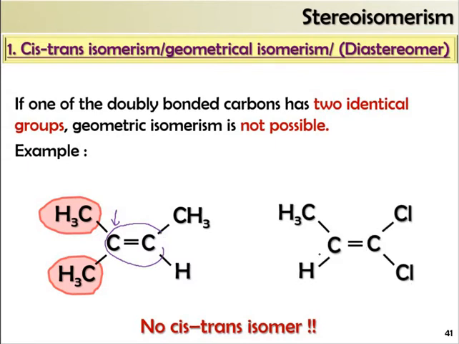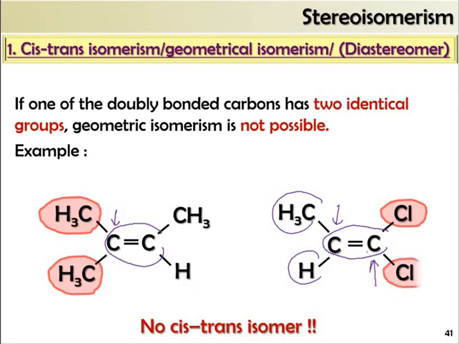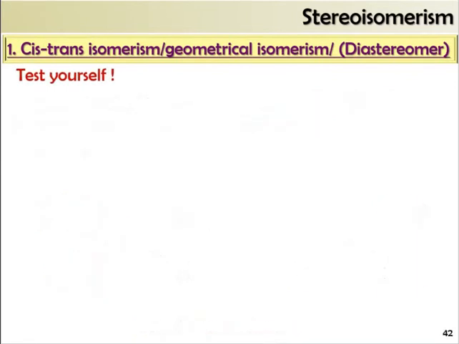And then another example, we have this one. This is restricted rotation of a carbon-carbon double bond. Okay, this carbon, we have CH3 and H. They have two different atoms or group of atoms. But then for this carbon, it has two similar atoms, chlorine and chlorine. Okay, so no cis-trans isomer. Tak boleh jadi cis-trans isomer.